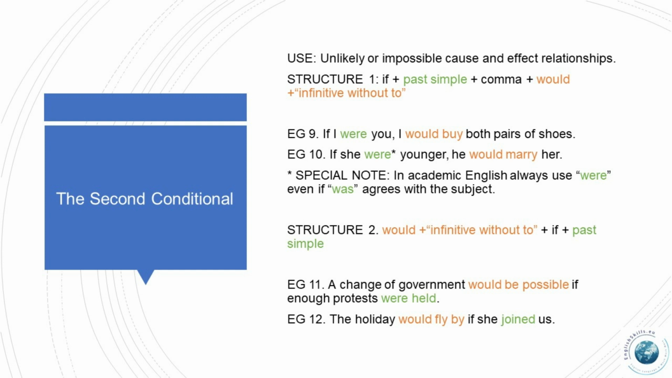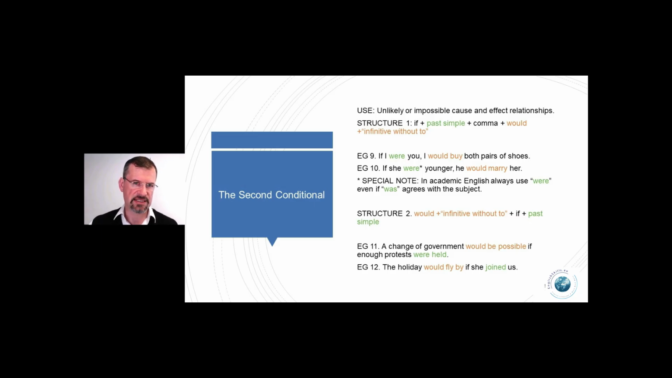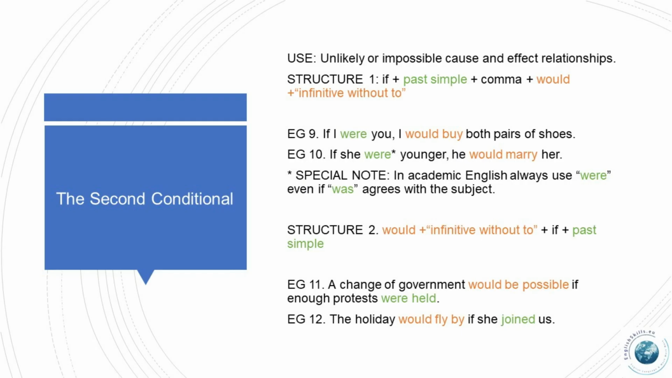Okay? So, special note: in academic English, always use were, even if is agrees with the subject. This is especially true in your academic environments in the USA. If you go on to blogs and you hear different descriptions of when to use was and were, remember there's different types of English. First of all, there's formal and informal. There's British versus American. So let's just focus on what is going to get you points in your TOEFL.